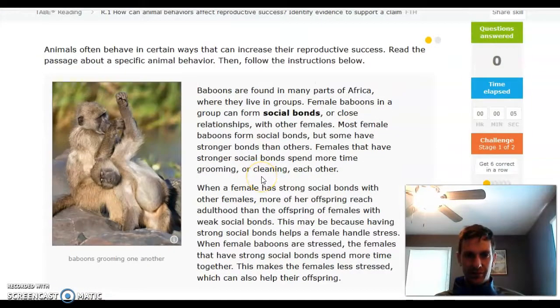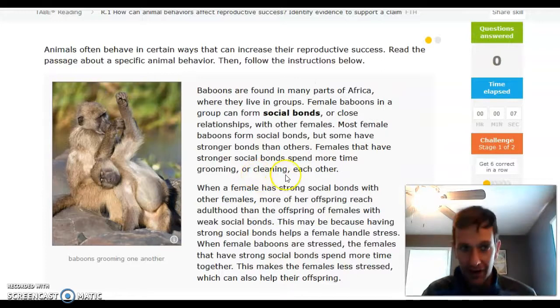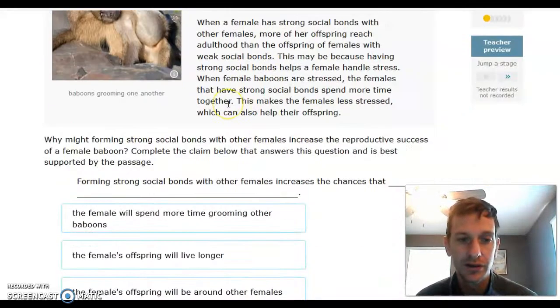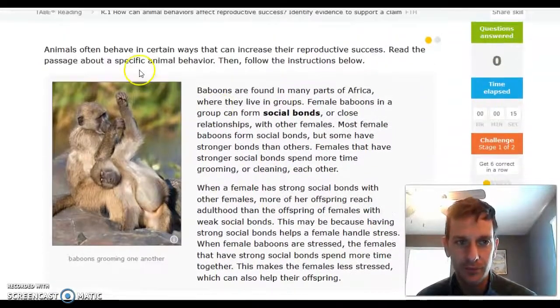Dang, look at them both. Look at them things. Baboons. Pretty. All right. So what do we have to do? We have to read the passage and answer the question. So let's go ahead and do that.